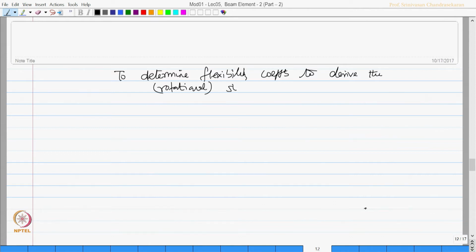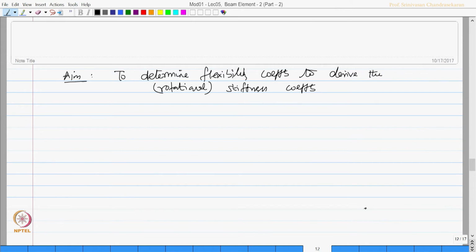So, the job is to determine the flexibility coefficients to derive the rotational stiffness coefficients, correct. That is our task now. Let us do that.